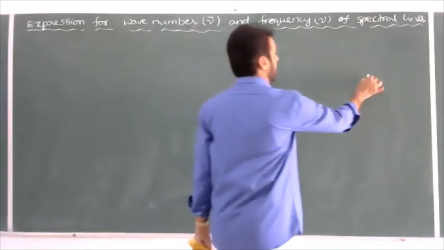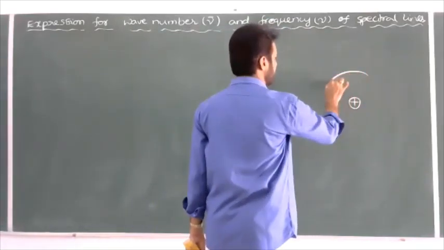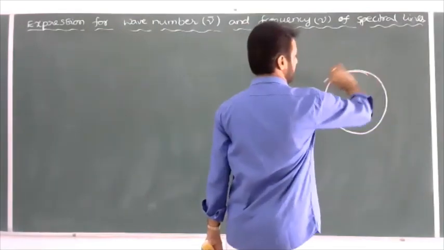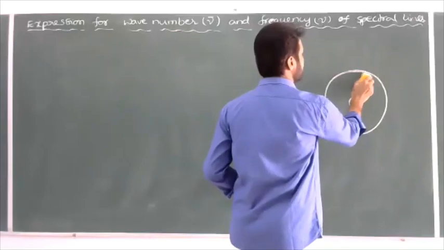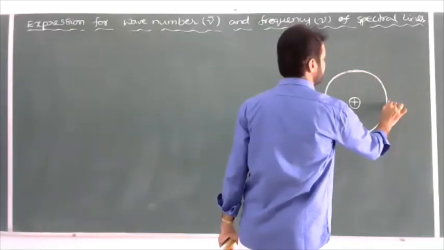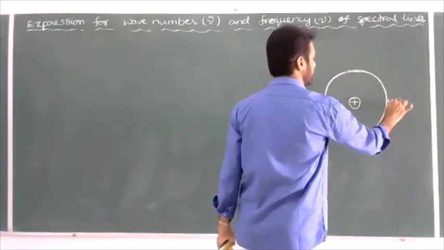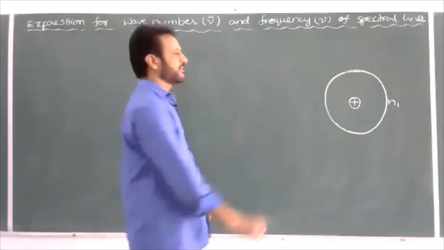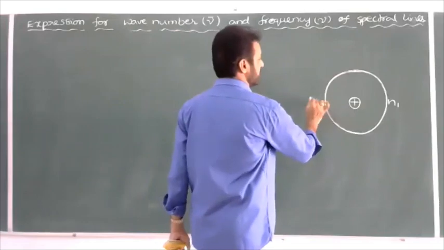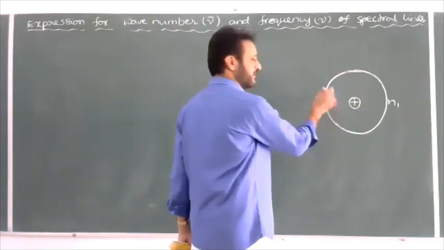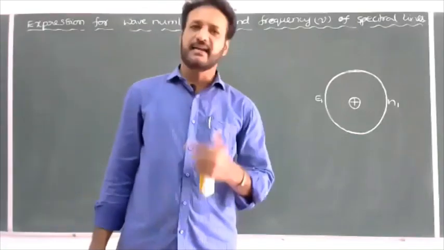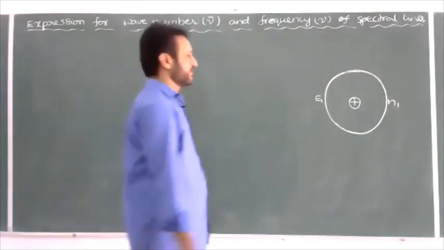Now, one orbit I am choosing, the N1 orbit. It is a circular orbit with principal quantum number N1, and the corresponding energy of the electron in this orbit I'll take as E1. So E1 is the energy of the electron in this orbit, the principal quantum number is N1, and the radius is R1.